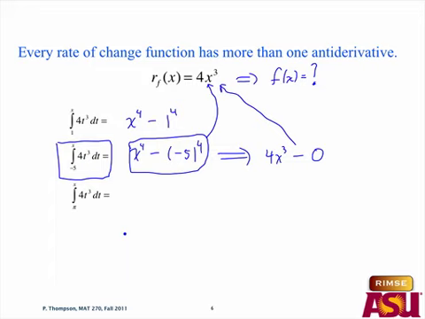Here's another antiderivative of 4x cubed. Write it in closed form. Dalton. Take its derivative. Kirsten. 4x to the 3rd minus 0.